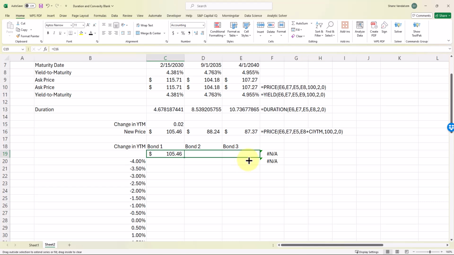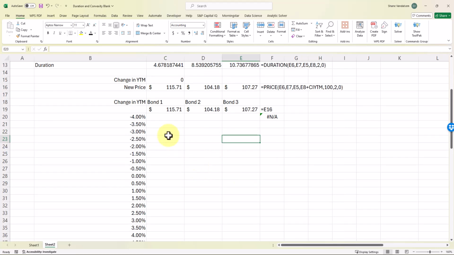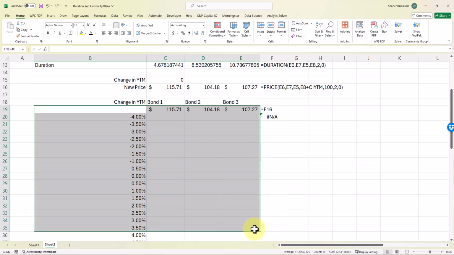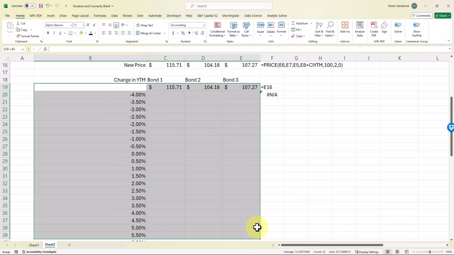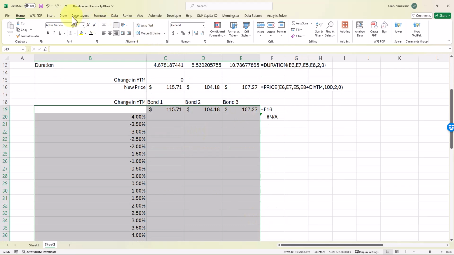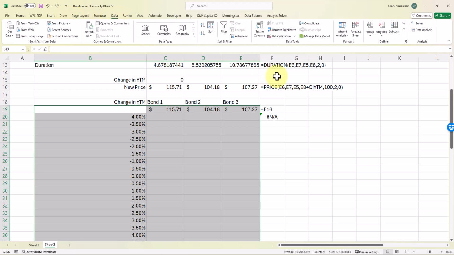I'm going to pull that across here, and I can set this back to 0. It won't have an effect on our table here. So now what I'm going to do is highlight columns B, C, D, and E, pull that down for rows 19 through 40. Okay. And now I'm going to go to Data, go to What If Analysis, and Data Table.